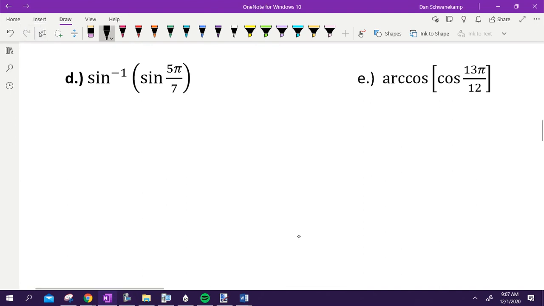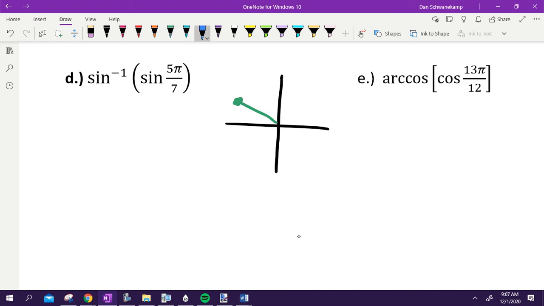Inverse sine of 5 pi over 7. So we're going to start off with sine 5 pi over 7. Jack, which quadrant is 5 pi over 7 going to be in? That's going to be in quadrant 2. So it's that angle right there. Again, I know that it's in quadrant 2 because it's more than a half, but less than a full. I'm doing sine of that.